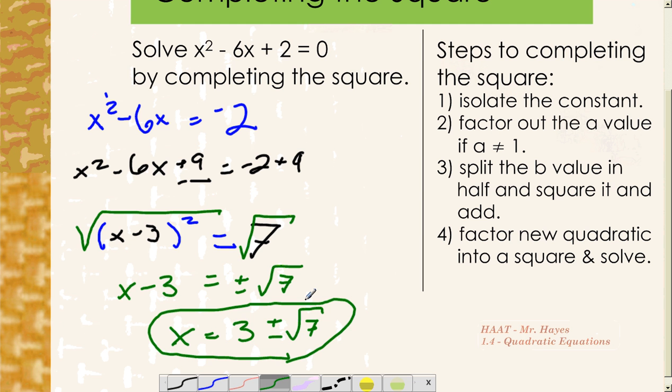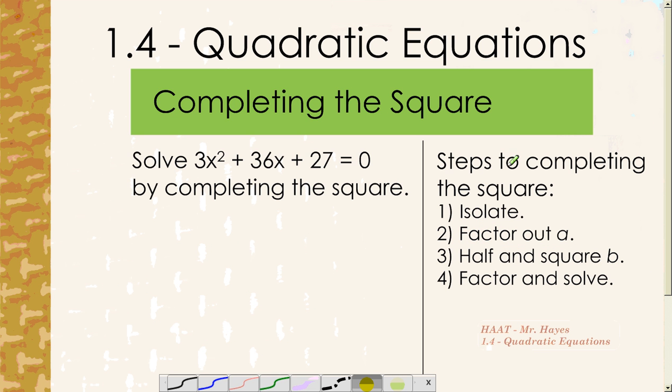Okay, so again, what we did: we isolated the variable, isolated the constant. In this case, we didn't have to factor out the a. We split the b value in half. The reason we're doing that is we're trying to get this binomial down here. So we doubled it, and then we split it in half, and then we squared it. So it's like cutting in half, squaring it, and then we factored it and solved. Okay? And of course there are examples in your books that you can use for this as well.